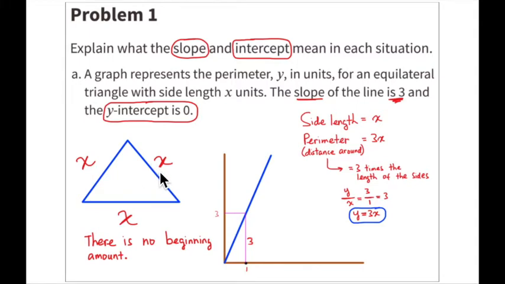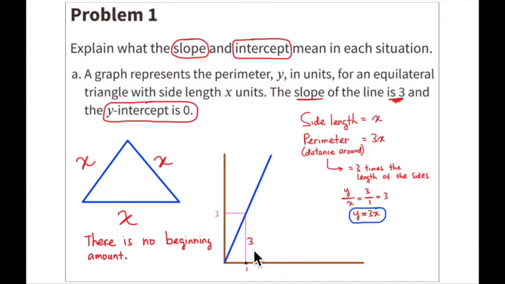And so what's the relationship between the perimeter of an equilateral triangle, so the distance all the way around, and the distance of one of the sides? Well, each of the sides are the same length, so the perimeter is 3 times that length. So the distance around is 3 times the length of one of the sides. So the total distance around, y, is 3 times the length of the side.